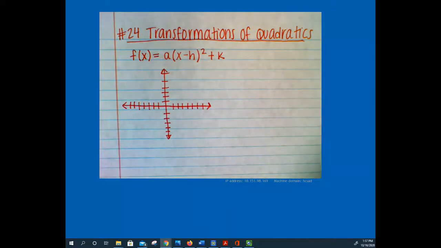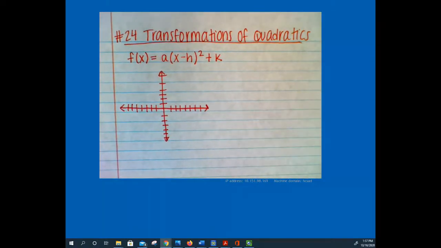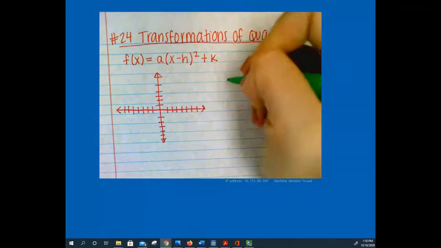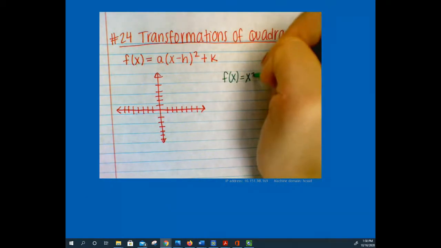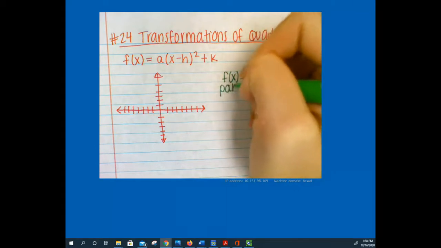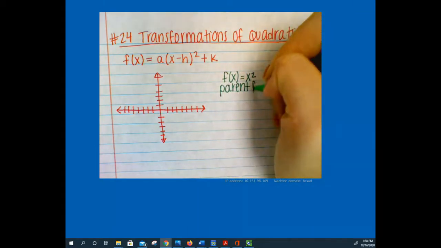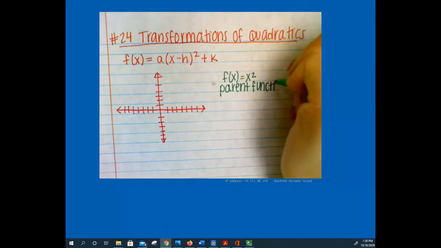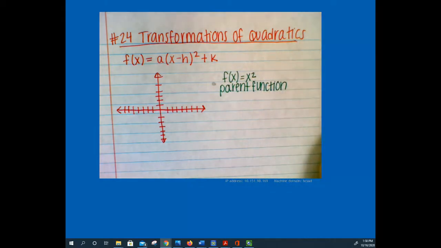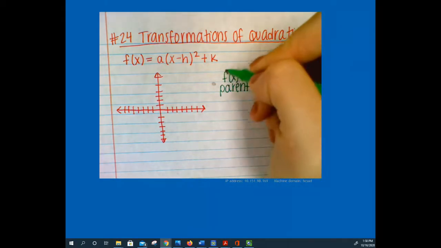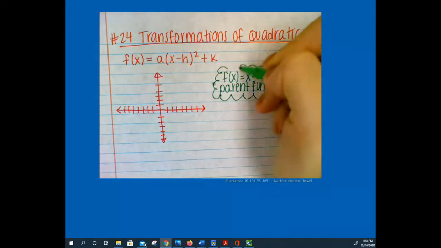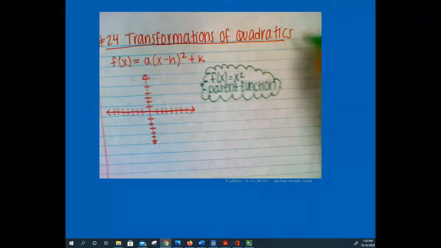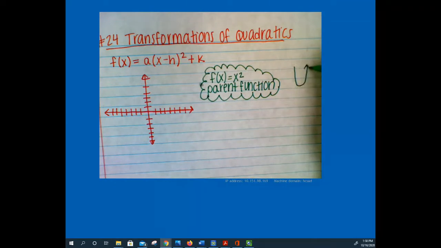Now, every transformation starts with the parent function. In quadratics, f of x equals x squared is known as the parent function. If you think about the word parent, parent is where you come from. So the parent function is where every function starts from.